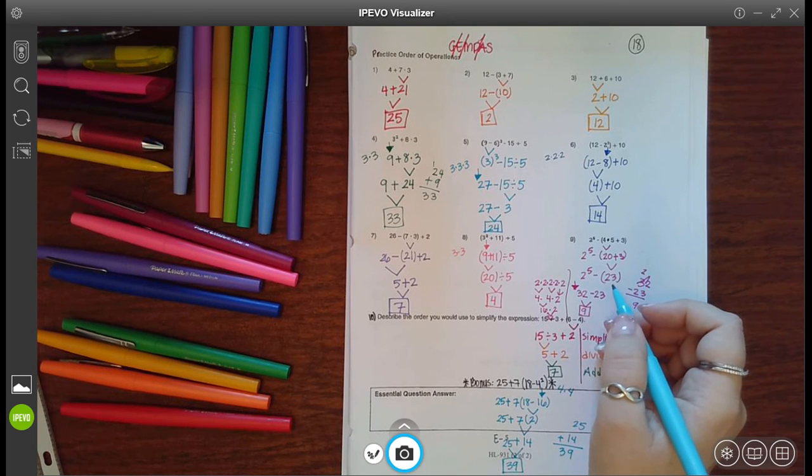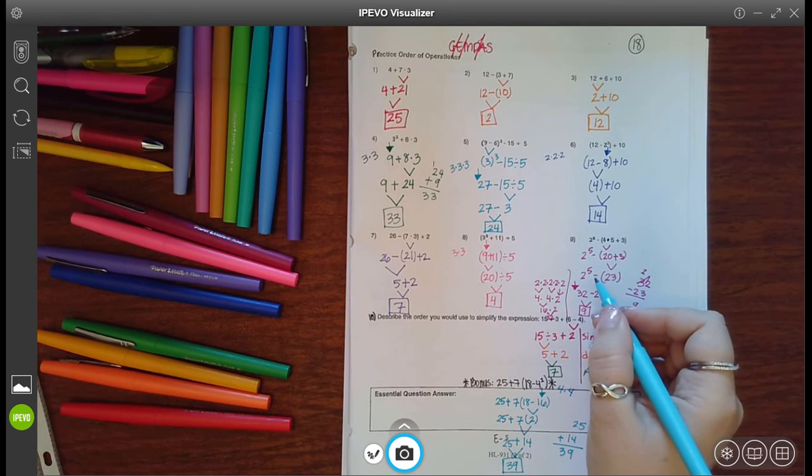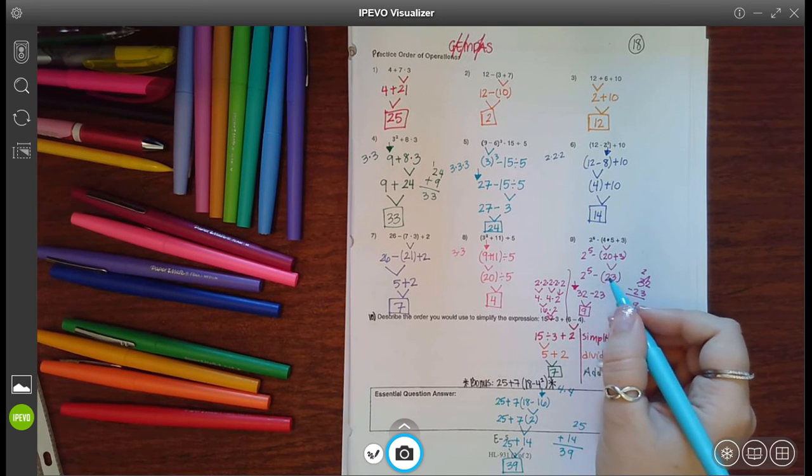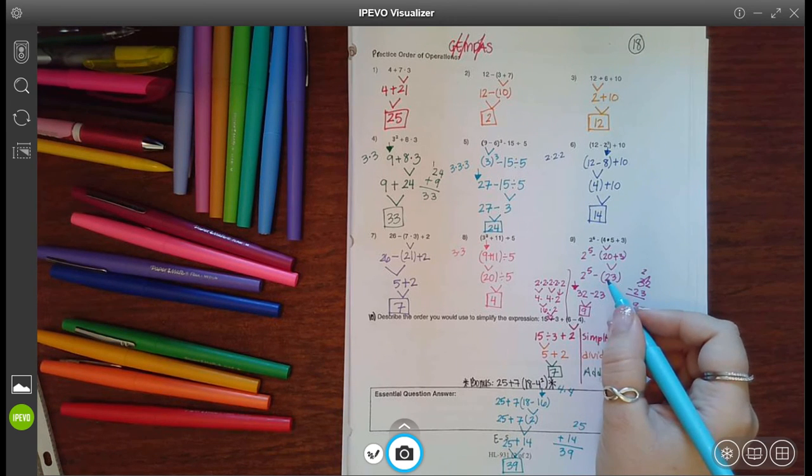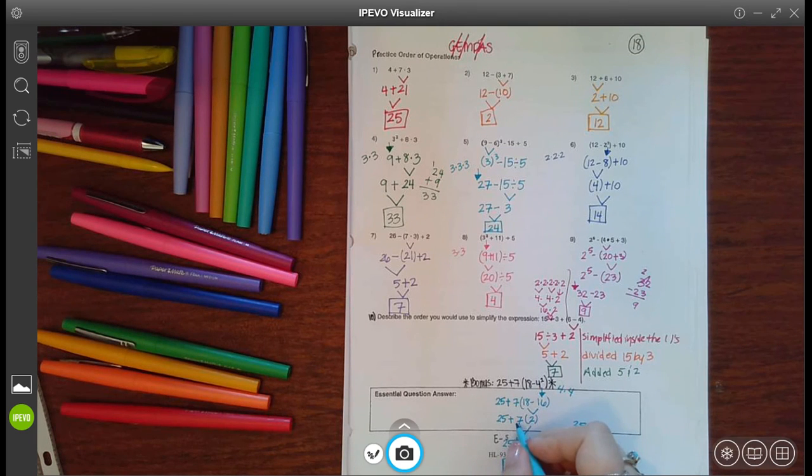Okay, because up here, we had the 23 in parentheses, but there was a sign between the 32, or 2 to the 5th, which is really 32, minus 23. Okay, that's why these didn't get multiplied. It wasn't 32 times 23. It was 32 minus 23. So it's only when you have a number touching a parentheses with no sign between them that they mean multiply those two numbers that are touching.